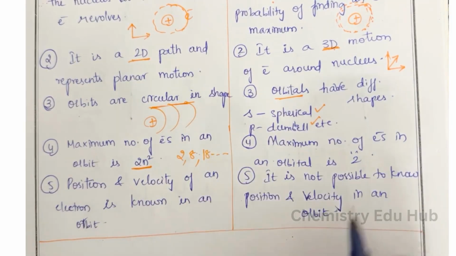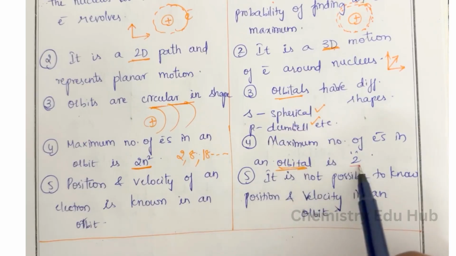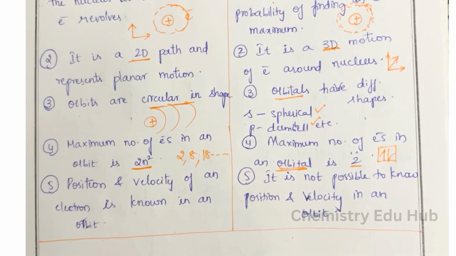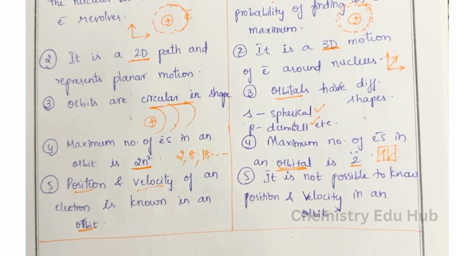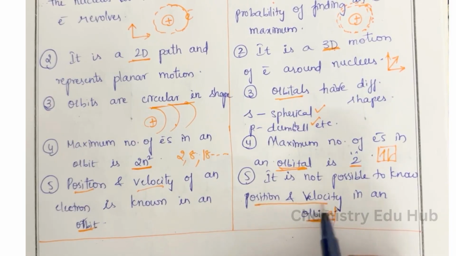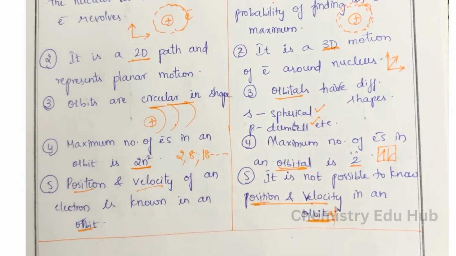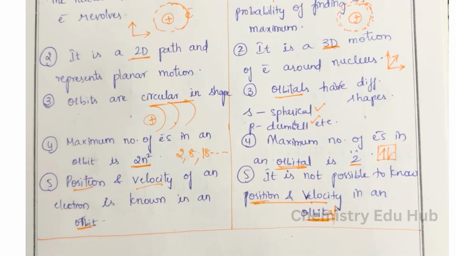But an orbital will always have only 2 electrons. The maximum electrons in an orbital is only 2. One with upward arrow, one with downward arrow. And since orbit is a two-dimensional path, you can find both position and the velocity of an electron. But since orbital is a three-dimensional path, it is not easy for us to calculate both position and velocity. We can either find out the position or the velocity, but not both. This is about the orbitals and the shapes of orbitals concept. If you write these 5 points for 5 marks, you are going to get 5 marks for sure. Thank you.